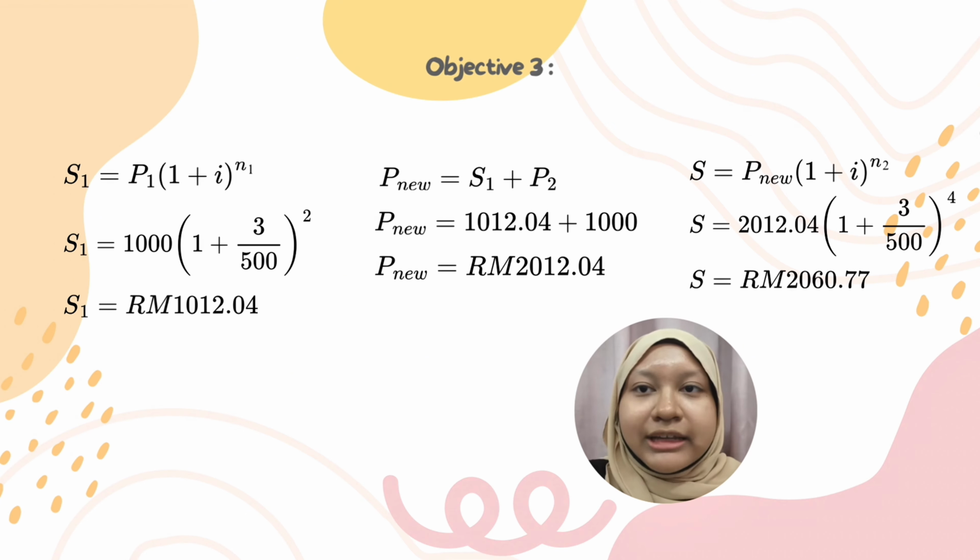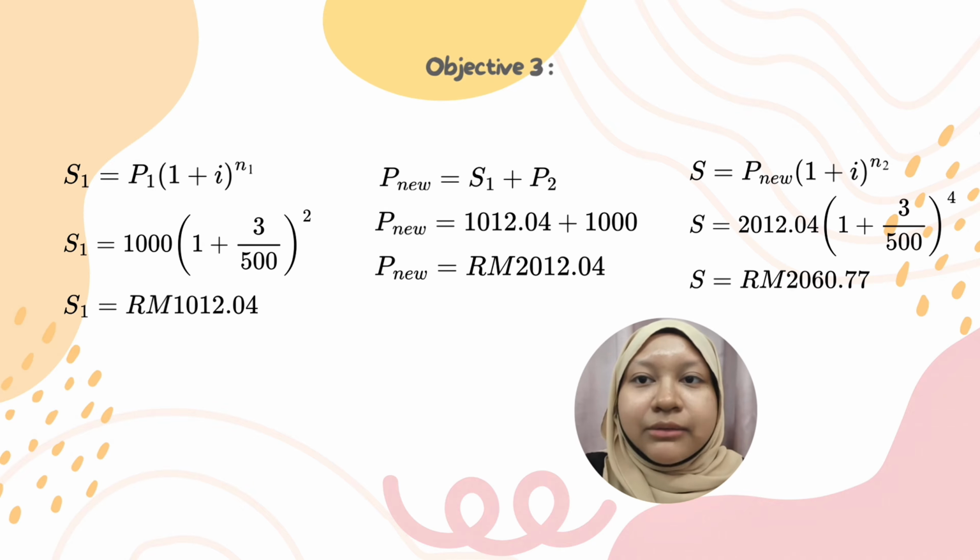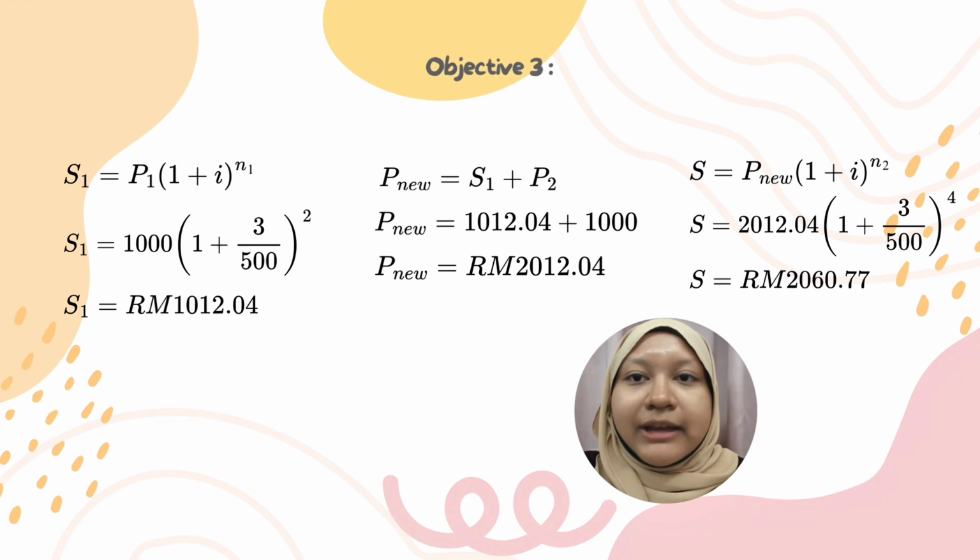Next, we will calculate the P new. Use the formula P new equals S1 plus P2. P new equals 1,012 ringgit and 4 cents plus 1,000. We will end up with 2,012 ringgit and 4 cents.